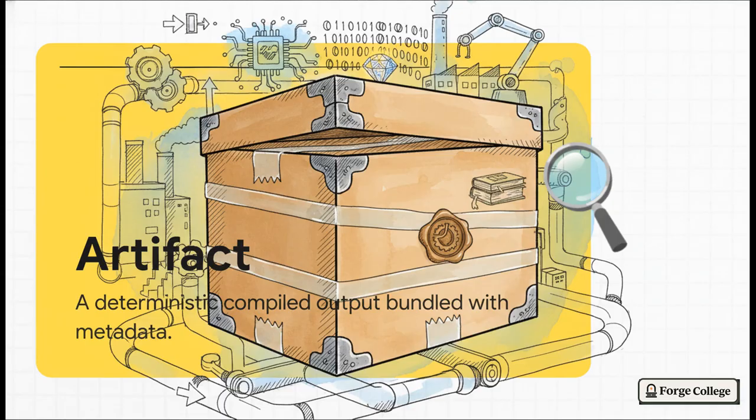Picture a securely sealed, tamper-proof shipping box. Once the code is inside this box, it absolutely cannot be changed. It is sealed tight and ready to be shipped out of the testing factory.